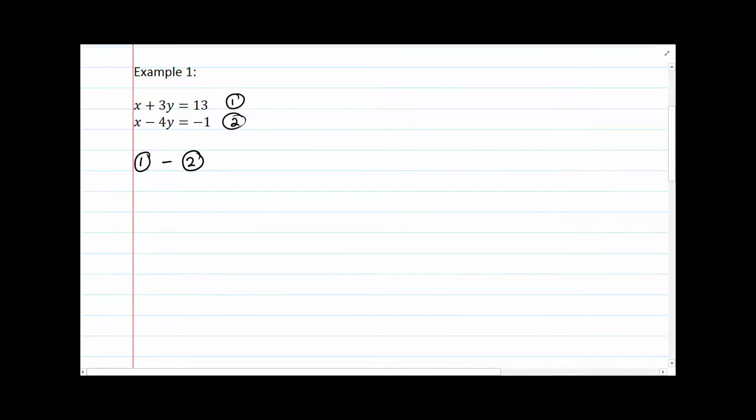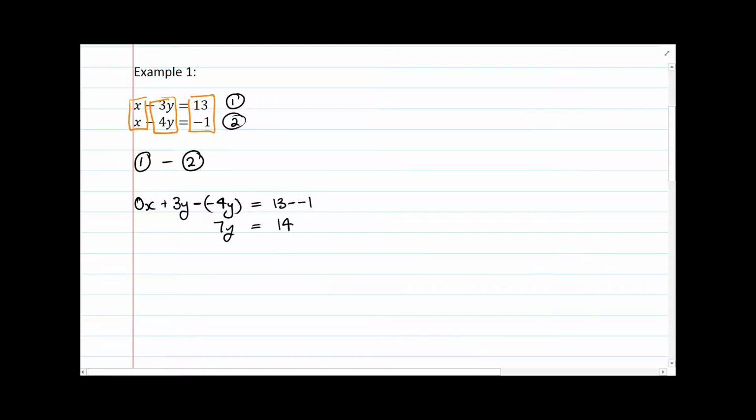Now let's have a look at how this looks. First of all, I have my x values here. x minus x would be equal to 0x. And secondly, I have my y values here, and I have positive 3y minus negative 4y. And this is equal to, and then I have my numerical values, 13 minus negative 1. And that will, of course, give me 7y equals 14.